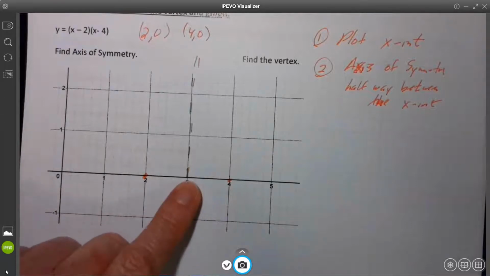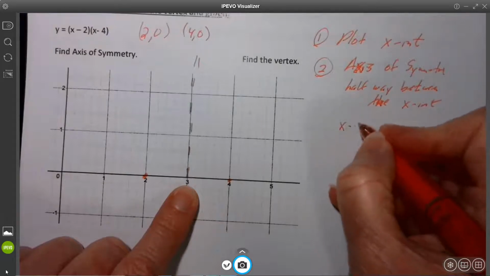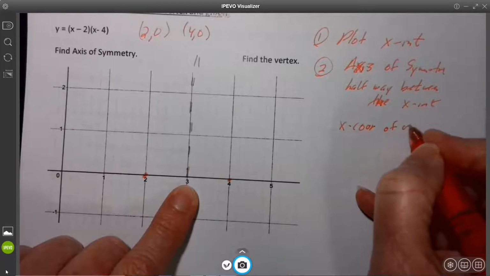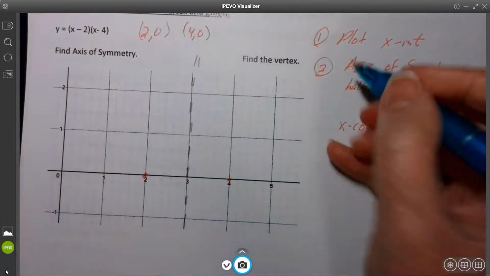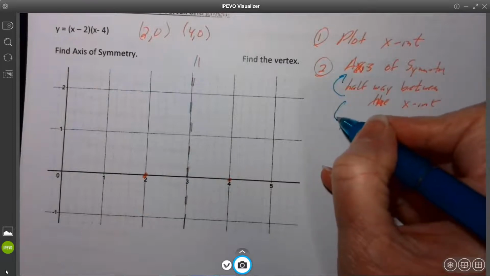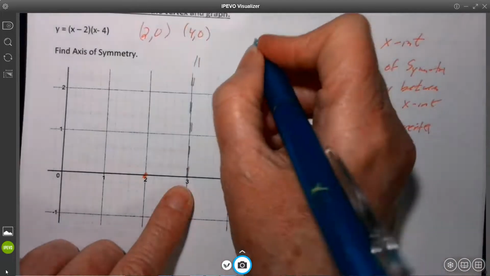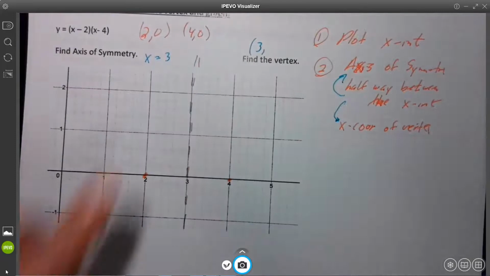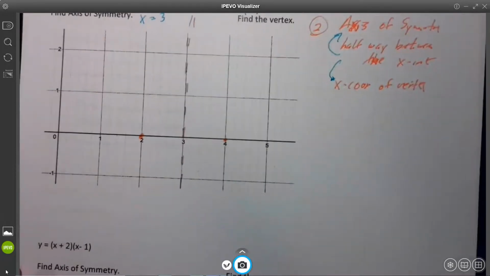Remember, the axis of symmetry gives you the x-coordinate of the vertex, so you could also say that the x-coordinate of the vertex is the same as the axis of symmetry. So the axis of symmetry is halfway in between. The x-coordinate of the vertex is halfway between. So for my vertex, my x-coordinate of my vertex is 3. My axis of symmetry, x equals 3. Notice that those match up. That's on purpose. That's not a coincidence. That's truly on purpose. That's the way it's always going to work.